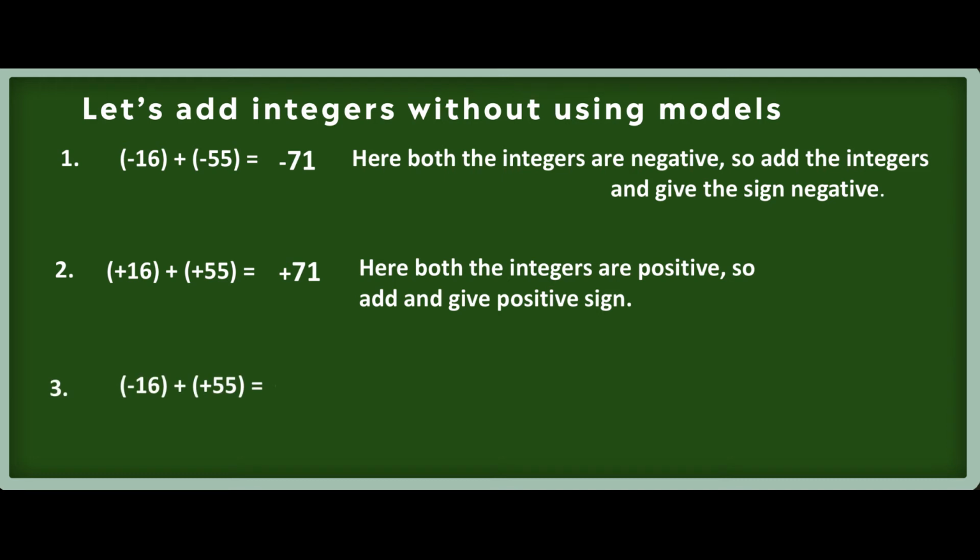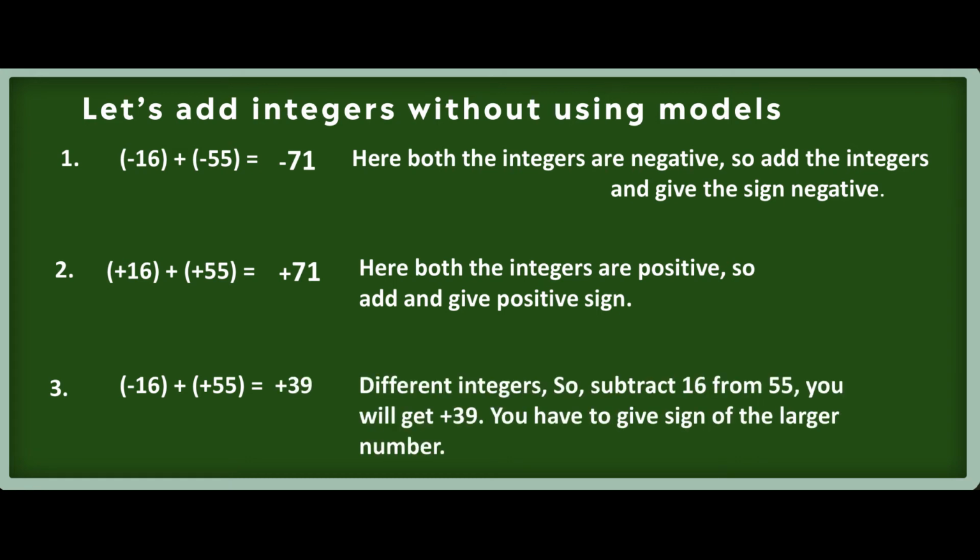Example number 3, you have to add negative 16 plus positive 55. As the integers have different signs here, you have to subtract 16 from 55, and you will get 39. And you may be wondering what sign you are going to give, right? You have to give the sign of the larger number. As 55 is larger here and its sign is positive, the answer will get the positive sign, which is positive 39.